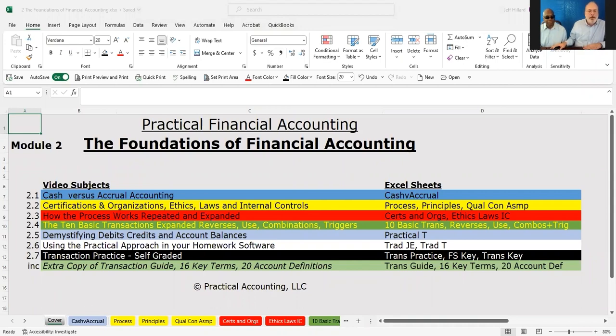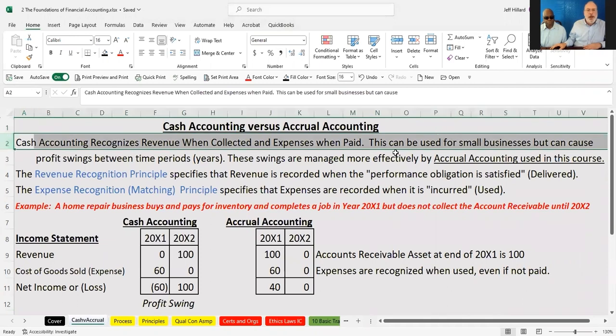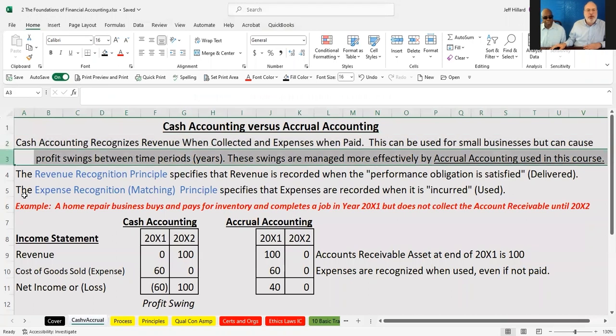One sheet here. Cash accounting is what you're probably thinking like now, but we're going to convert you, because accrual accounting has some definite benefits. Cash accounting recognizes revenue when it is collected and expenses when paid. This can be used for small business, but it can cause profit swings between time periods. These swings are managed more effectively by accrual accounting, which is used in this course.